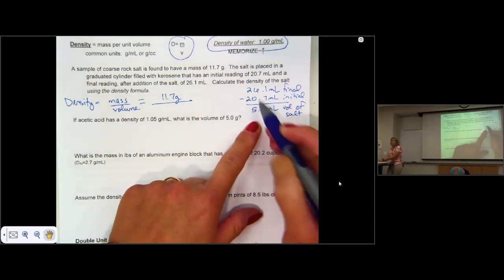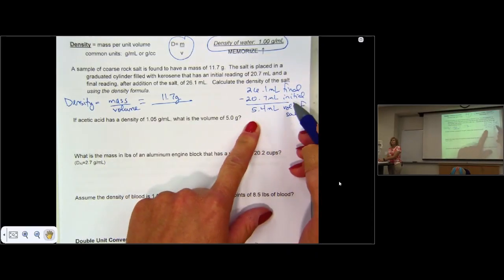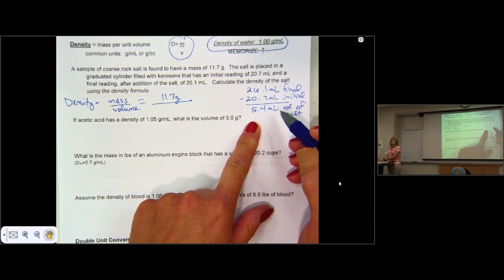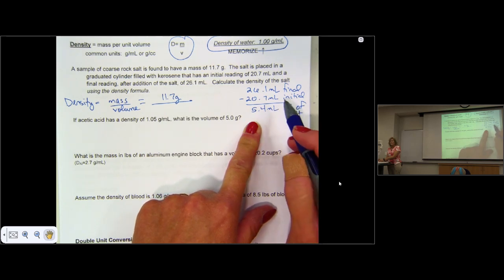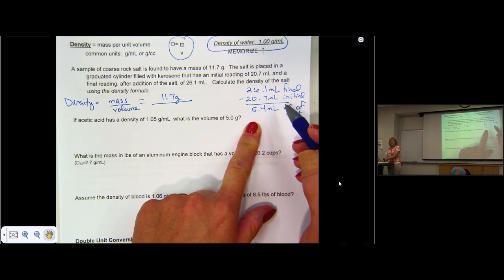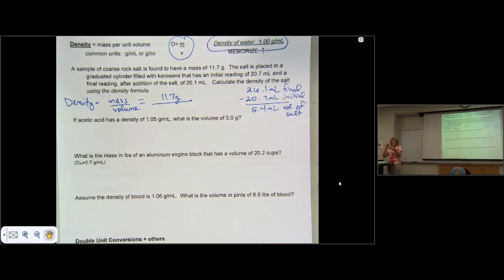Does anyone know what this method is called? Say it. Displacement. Typically, we call it the water displacement method, but why didn't I use water in this scenario? Because it would have dissolved the salt. So we use something that wouldn't dissolve the salt.